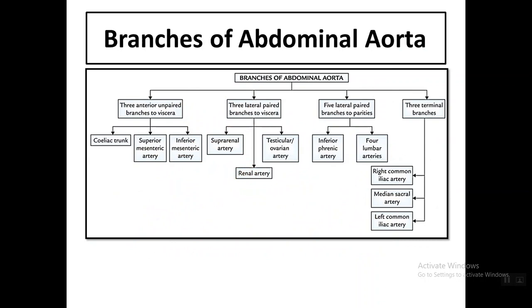This is a summary of the branches of the abdominal aorta. We can review them. 3 anterior visceral branches, unpaired. 3 lateral paired branches to the viscera, and 5 lateral paired branches to the parietes, that is the parietal branches, and the 3 terminal branches, that is the right common iliac, median sacral, and the left common iliac artery.